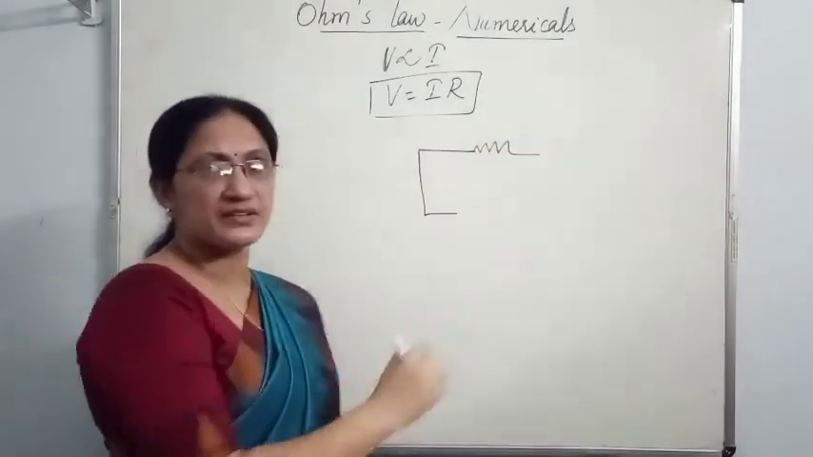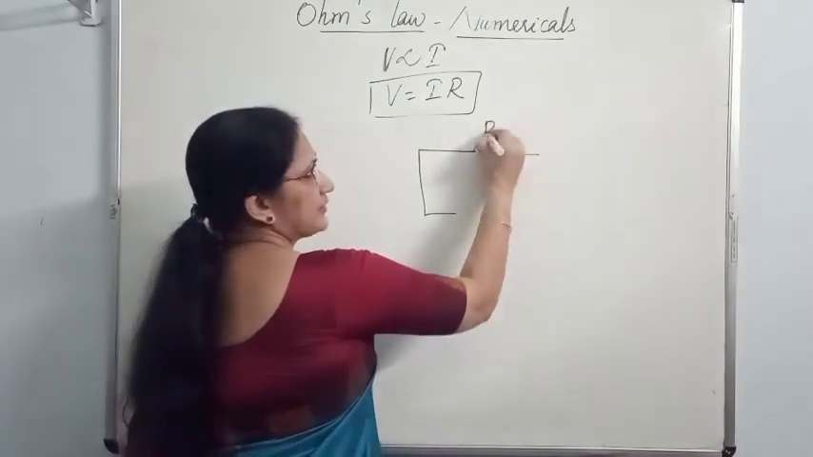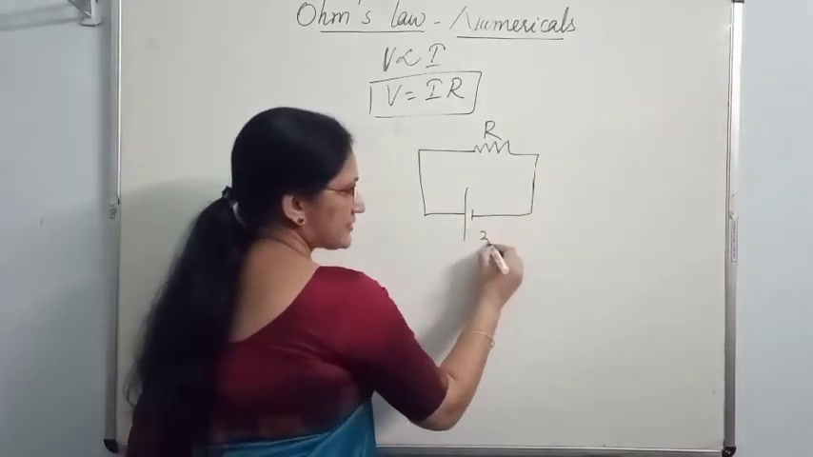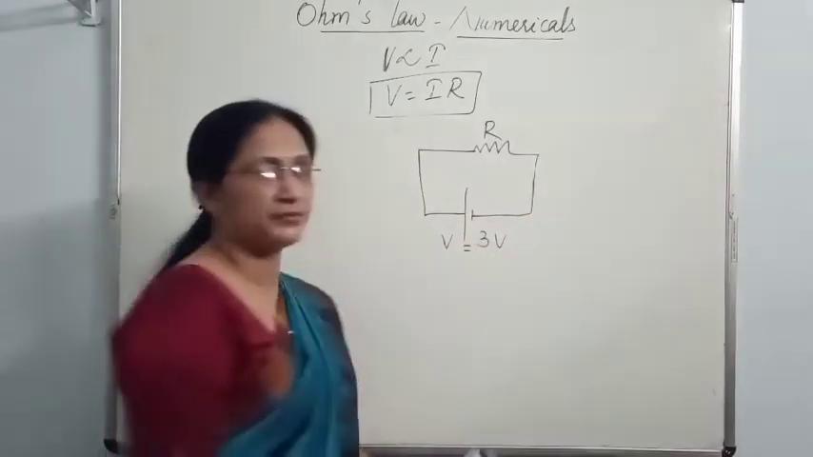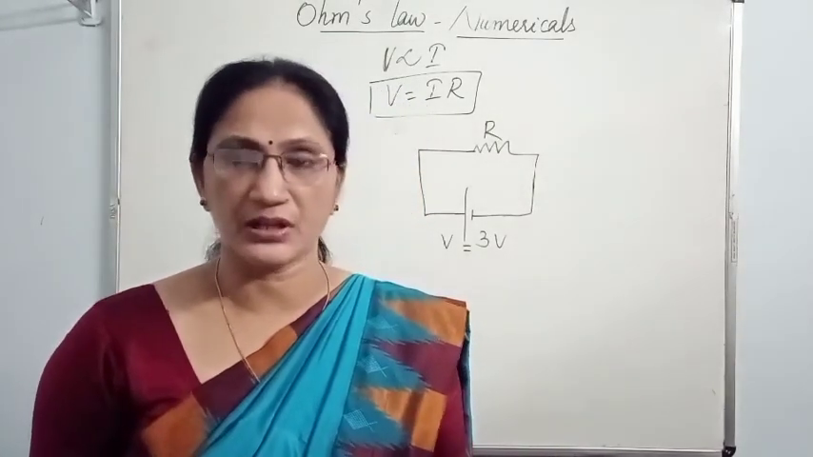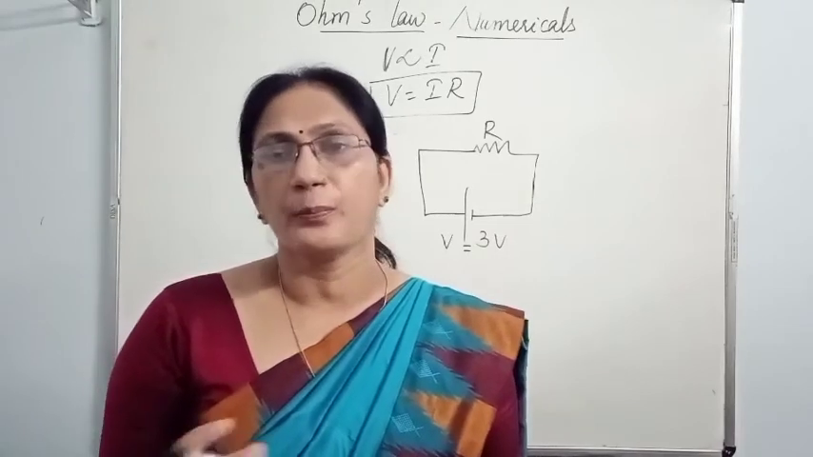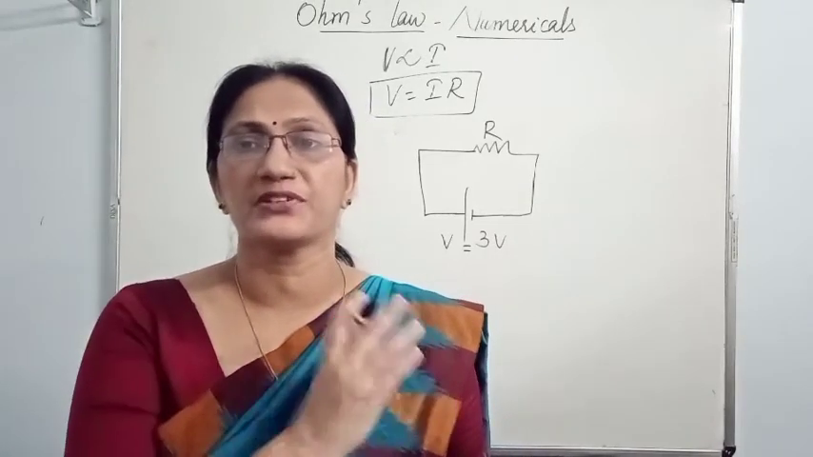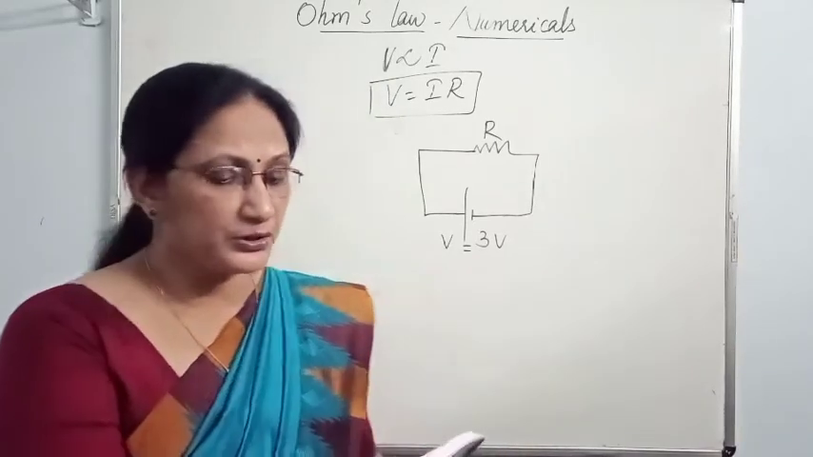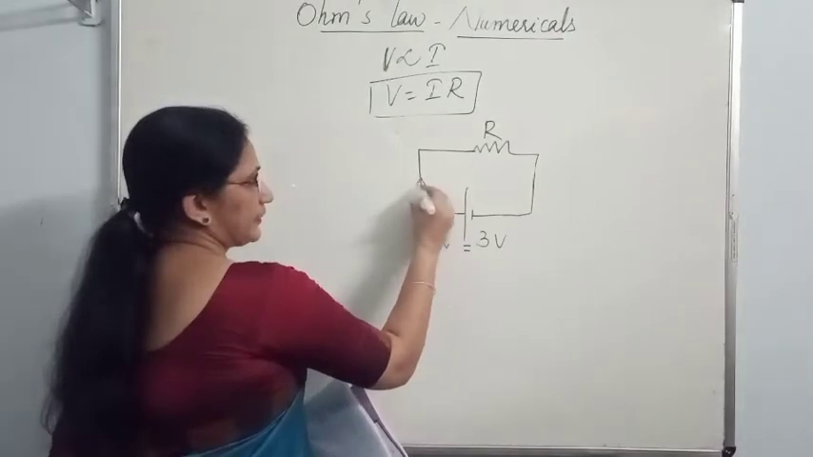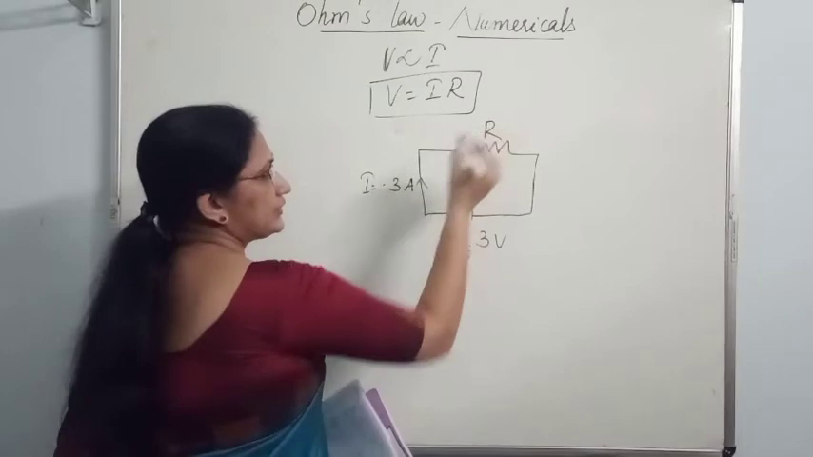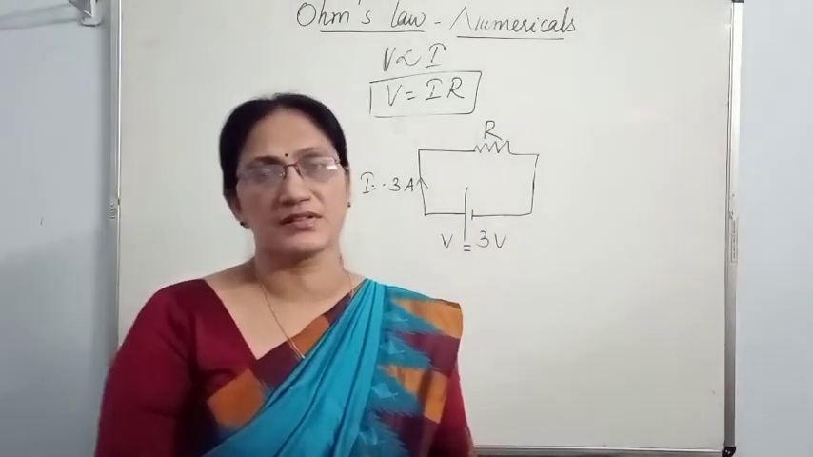is usually represented with a zigzag line, and it is connected across a cell, and this cell is of 3 volt potential difference. Cell can provide a potential difference of 3 volt. In the coming topic you will study the meaning of potential difference supplied by a cell. Then the current flowing through it is 0.2 ampere. Calculate the resistance of the resistor.